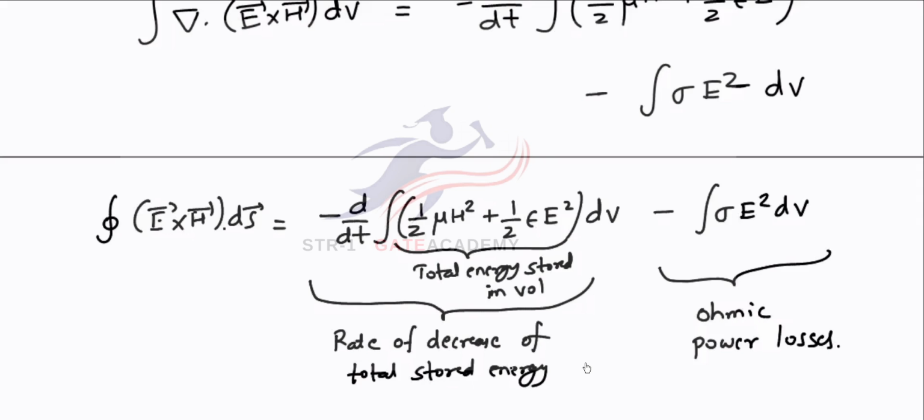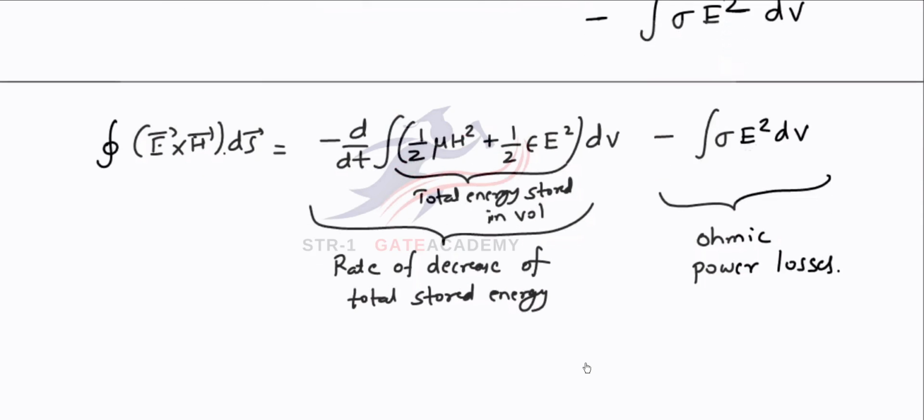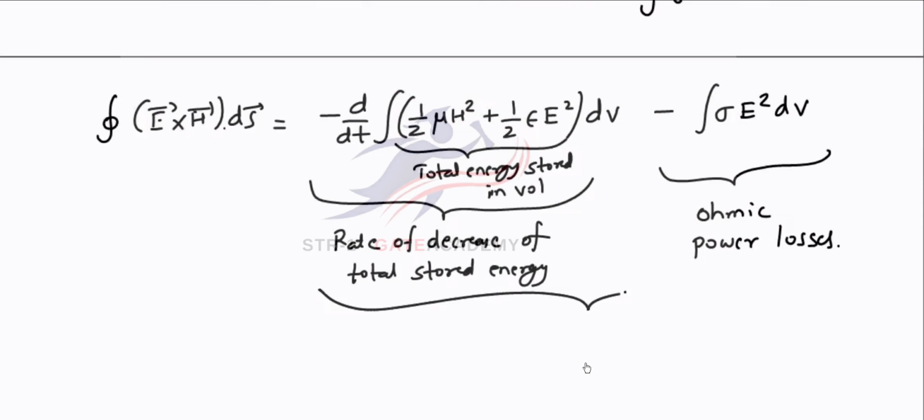And rate of decrease of energy is nothing but, again, power. So both of these terms give you the total power loss. This is giving you the power loss. Rate of change of energy is nothing but power. So this complete right hand side is giving me the power loss from the volume.